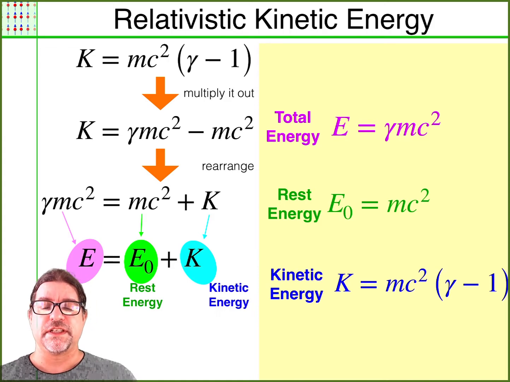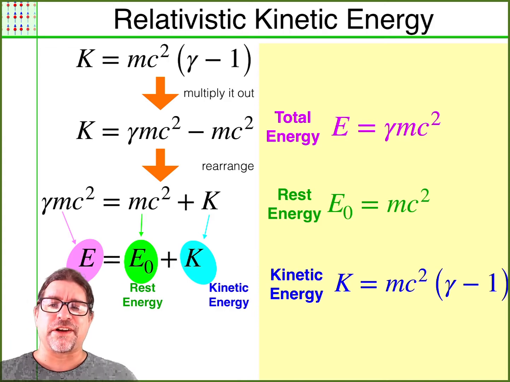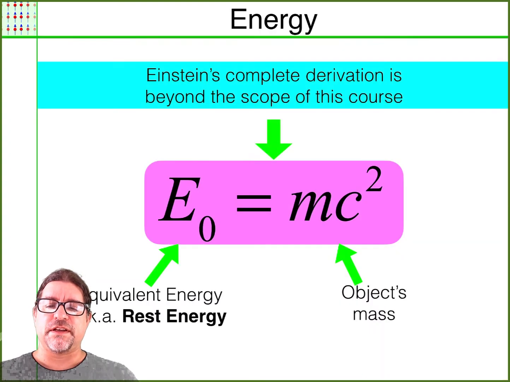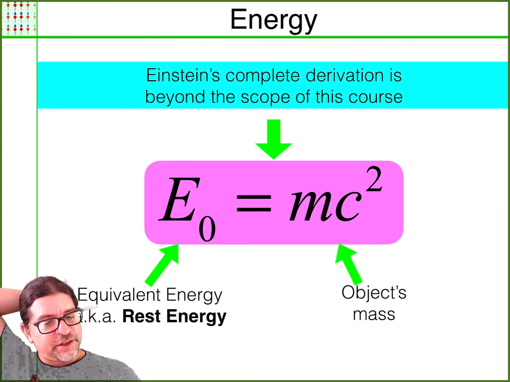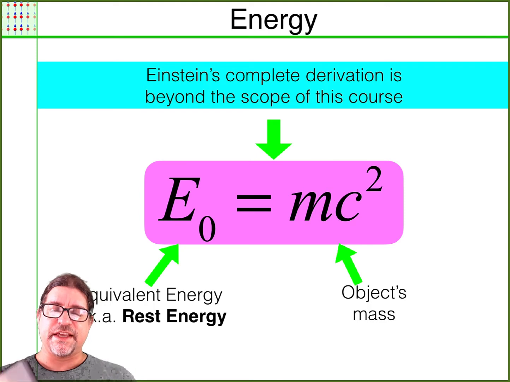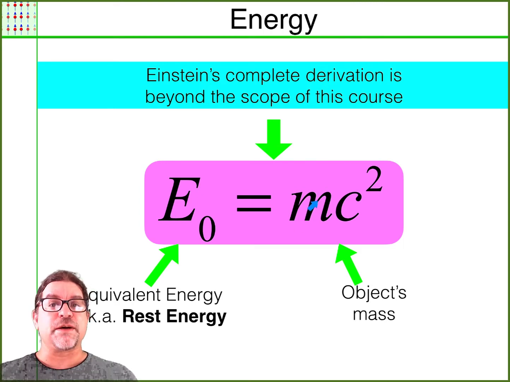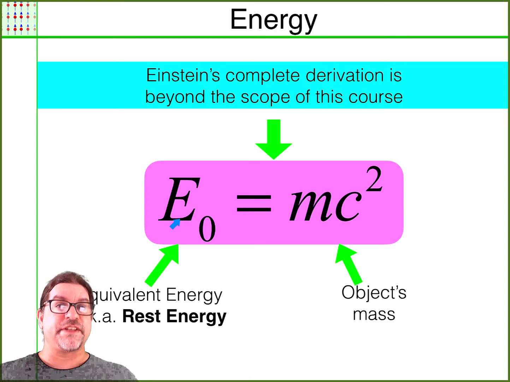Now, I just sort of waved my hands and argued for the rest energy here, but Einstein's complete derivation of it is a little bit beyond the scope of this course. Basically it's an equivalency between mass and energy. He's saying that the mass of an object has an equivalent energy. It turns out mass can be converted into energy, and energy can be turned into mass. There's a relationship between the mass of something and energy, and that relationship is proportional to the speed of light squared.